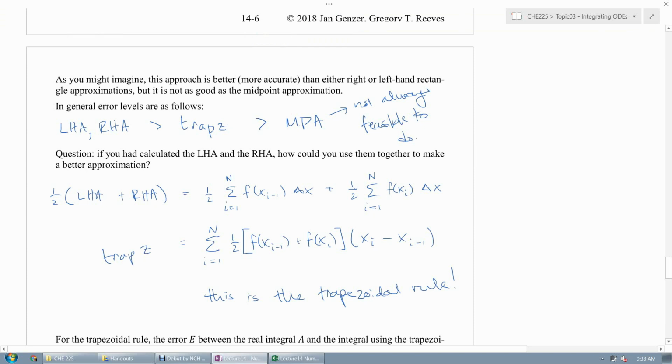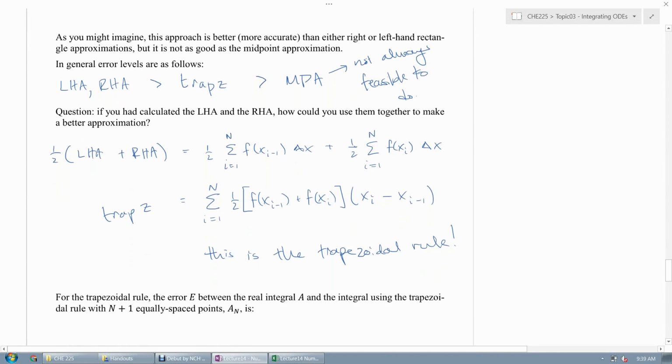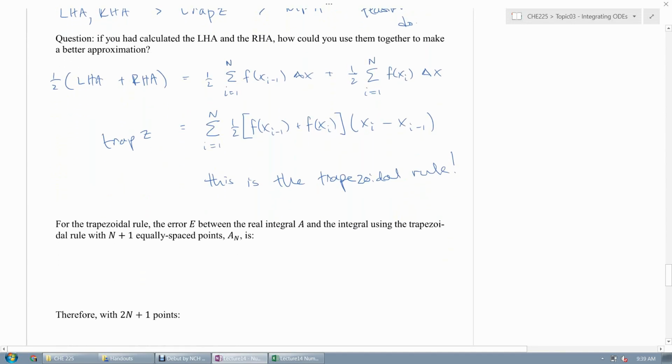Now this is something that we haven't done much in this class, but depending on your numerical method that you're using to either solve equations or, in this case, take the integral, you can actually find the error e between the real integral a and the integral using the trapezoidal rule with n plus 1 equally spaced points, which I'm calling a sub n.